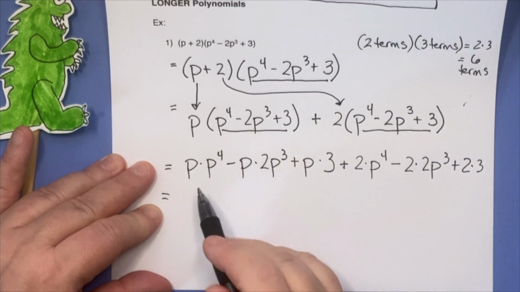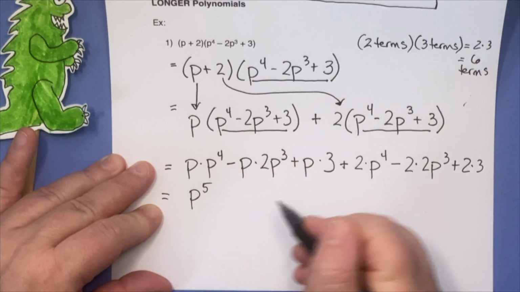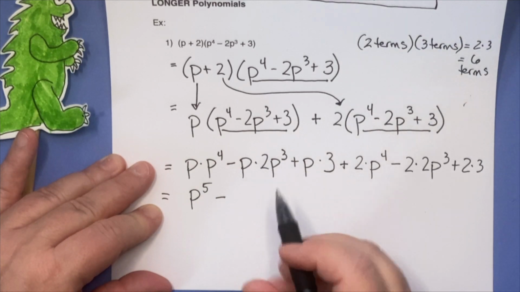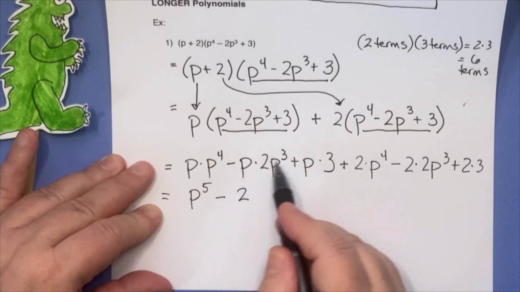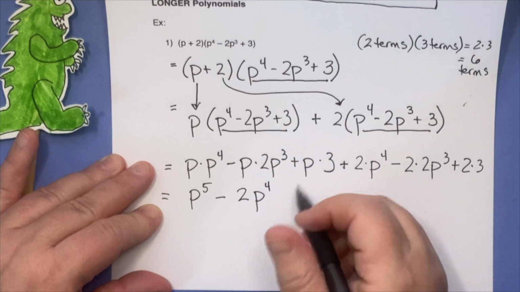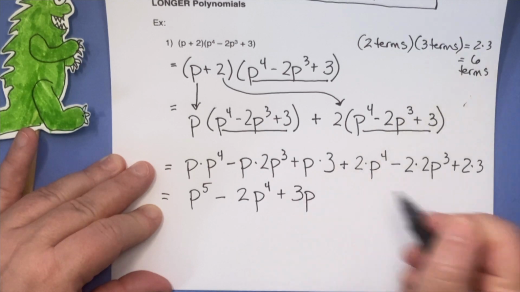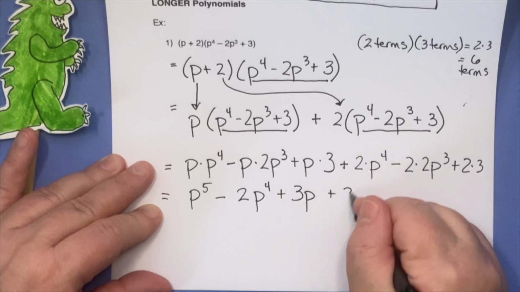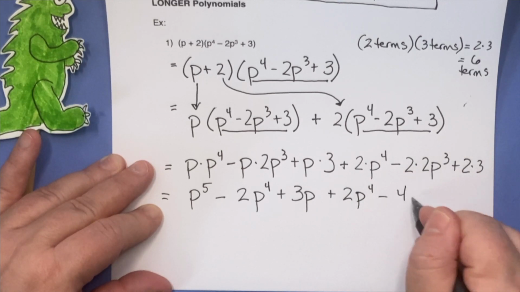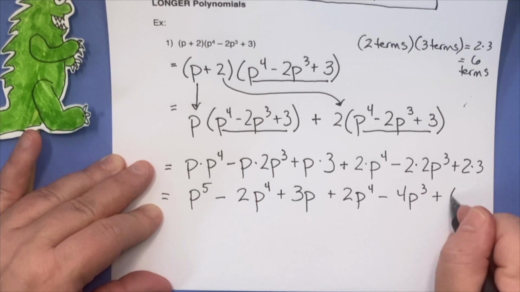Okay, altogether, 5p to the fifth, minus, bring the constant to the front, 2, and then p times p cubed means we got 4 of them altogether. I've got plus 3p. Now here I've got plus 2p to the fourth, minus, looks like 4p cubed plus 6.